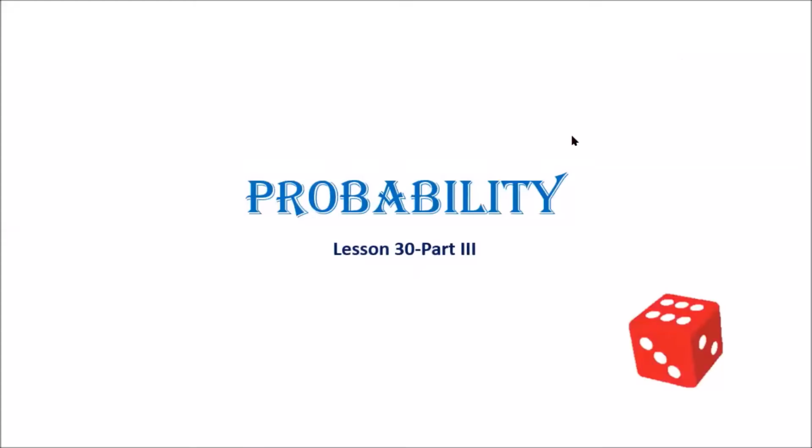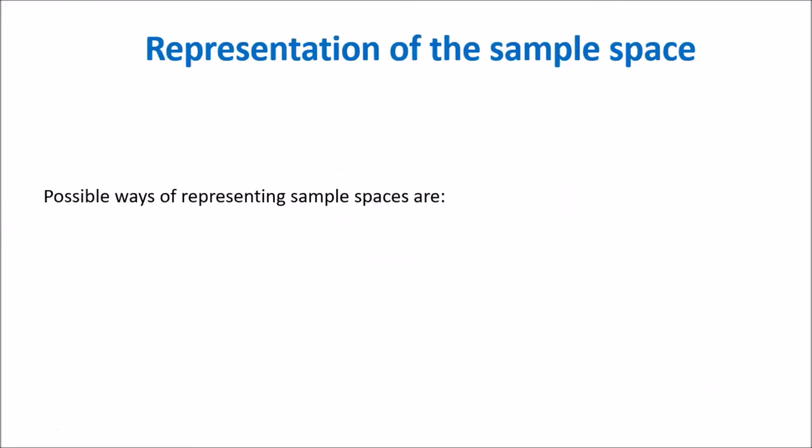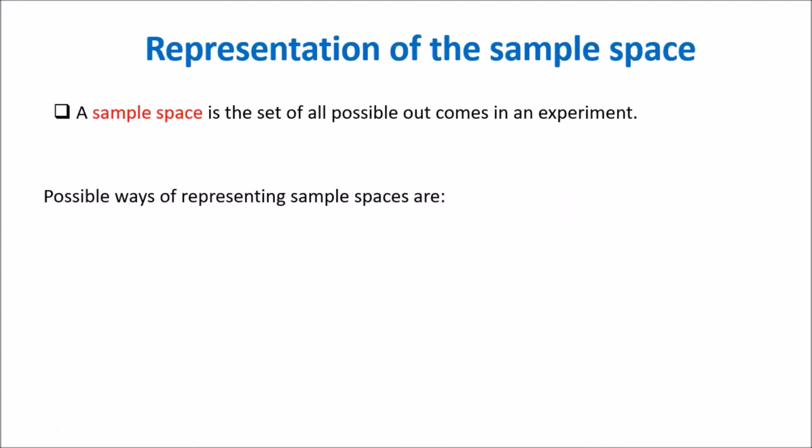Okay, today we are going to learn the third part of the probability lesson. First, in the previous lessons we learned about sample space. Sample space means all the possible outcomes in an experiment. When we toss a coin, the sample space is obtaining head or obtaining tail.